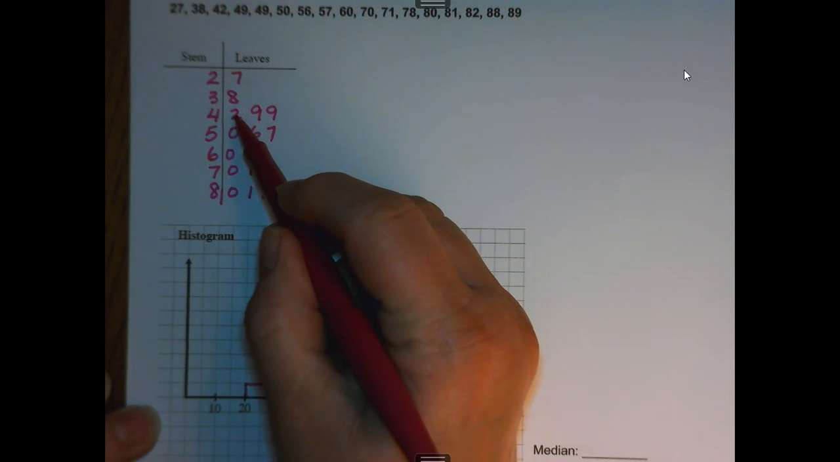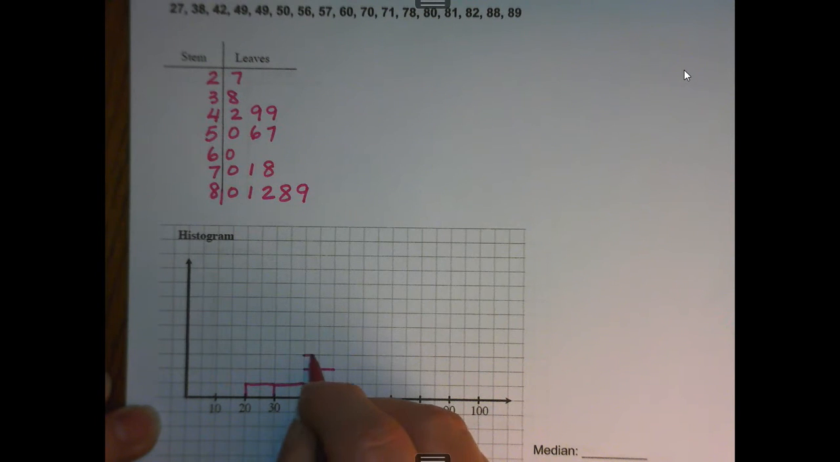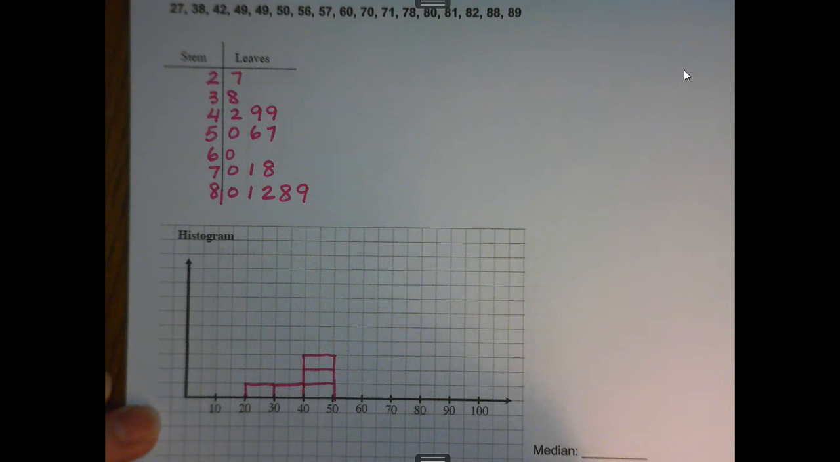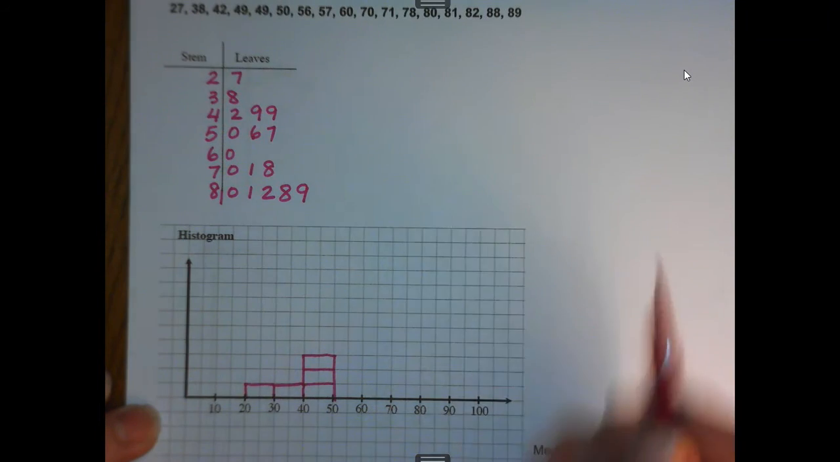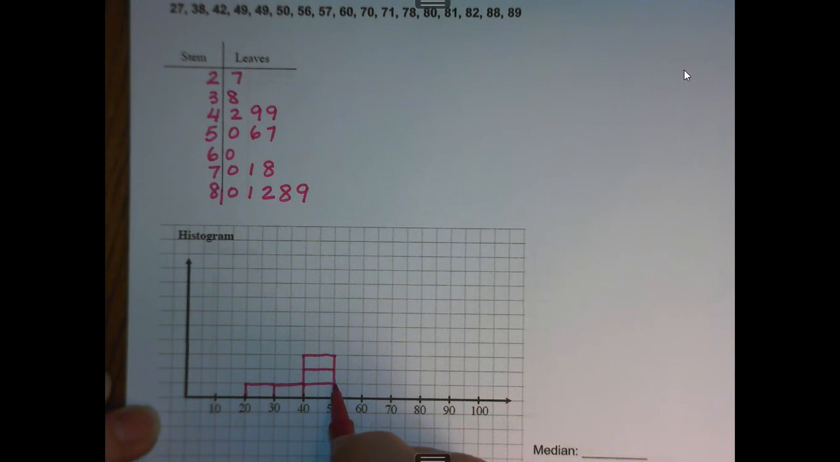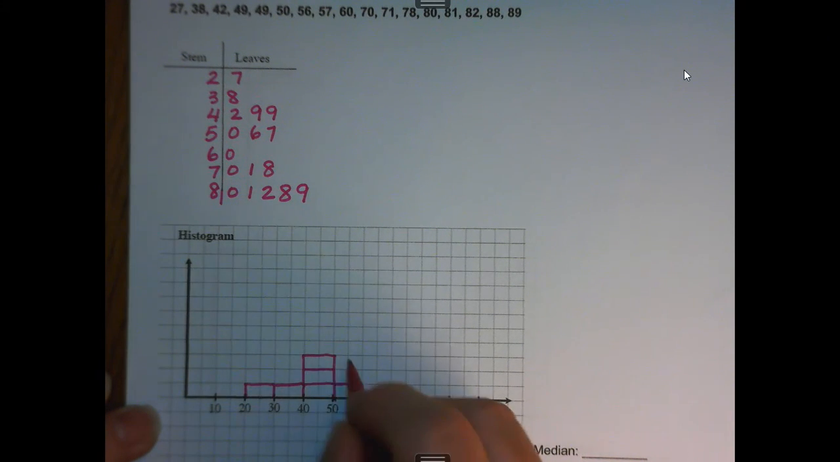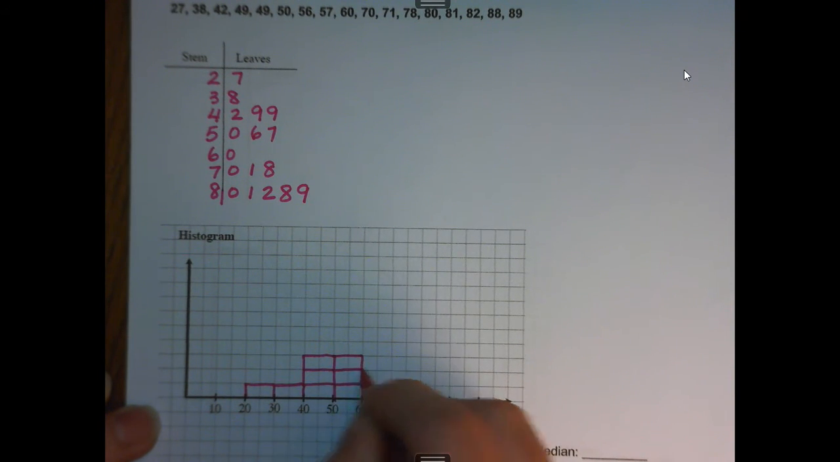And 42, 49, 49: I've got 3 pieces of data in the 40s. In the 50s, I also have 3 pieces of data. The piece of data for 50 goes in the bin to the right, because each of these bins goes up to the label, and if it's on the label, it goes into the next bin. So in the 50s, we have 3 pieces of data.